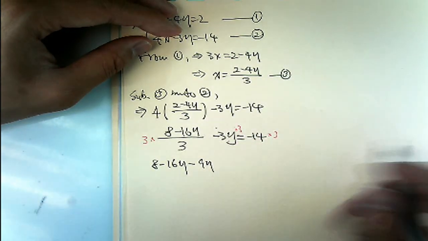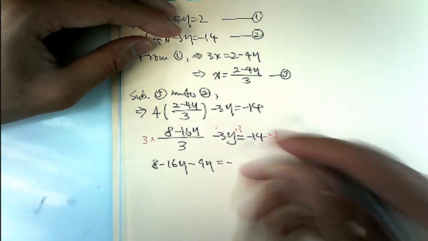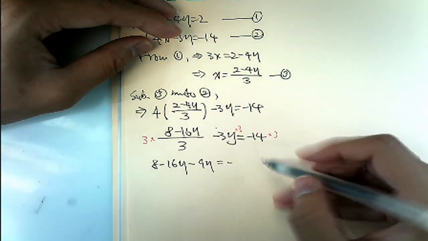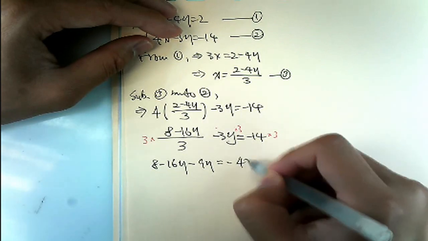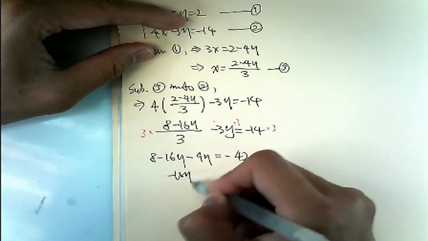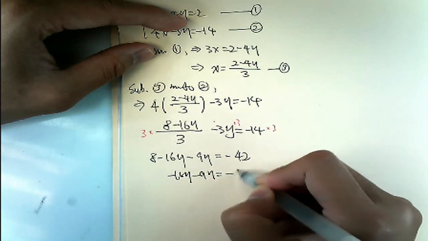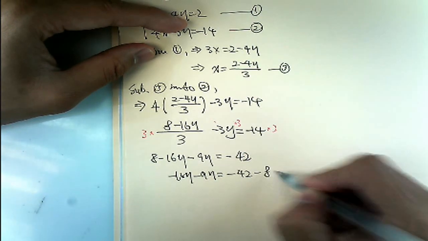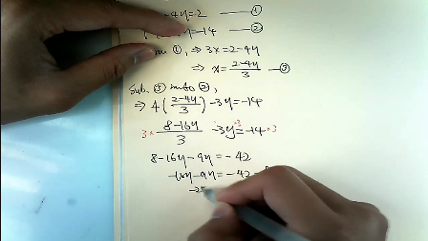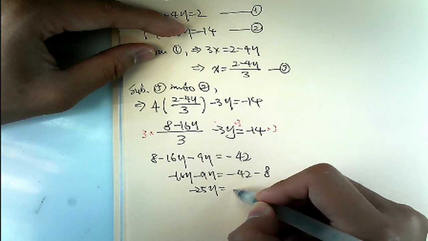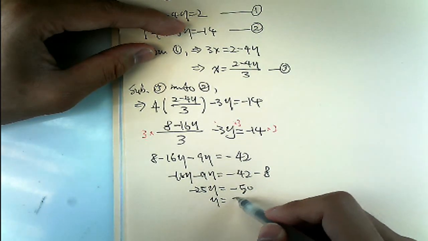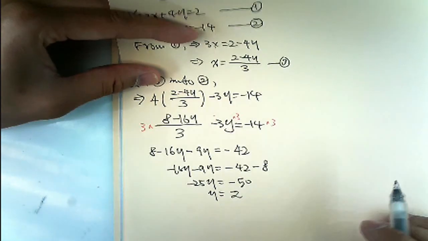9y, and here, if you are very weak in calculating this, you can use a calculator. It's 42. Understand? So keep all the y terms on one side, the number terms to the other side, and then start your calculation. This will become minus 25y, and this will become minus 50. Divide both sides by minus 25, you get y equal to 2. Understand?